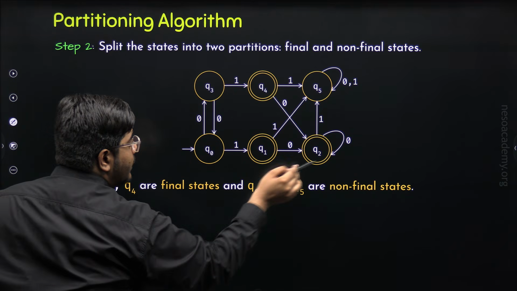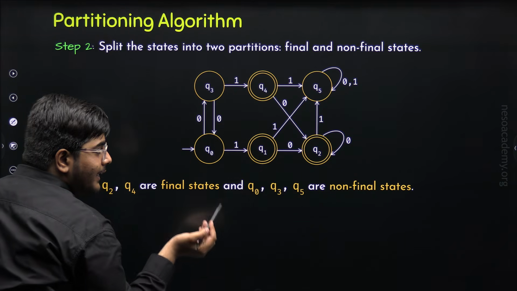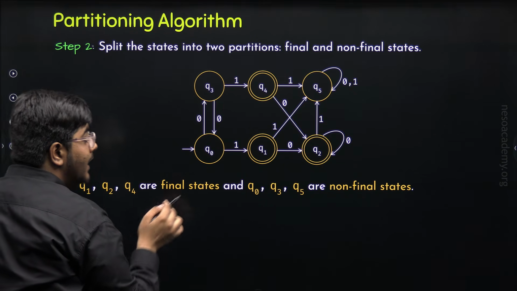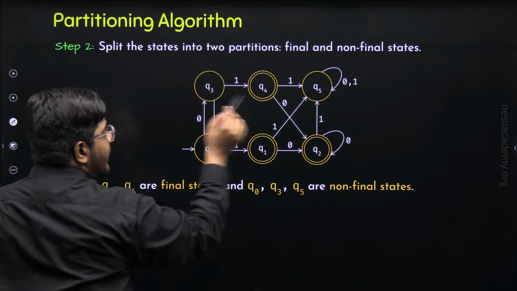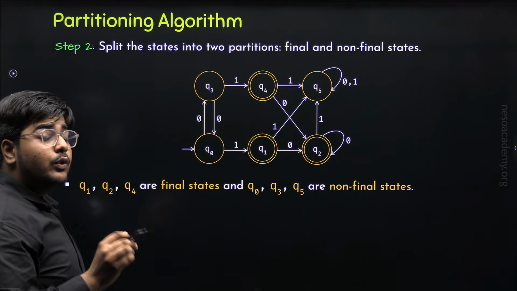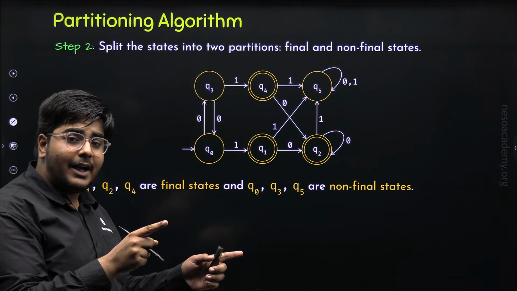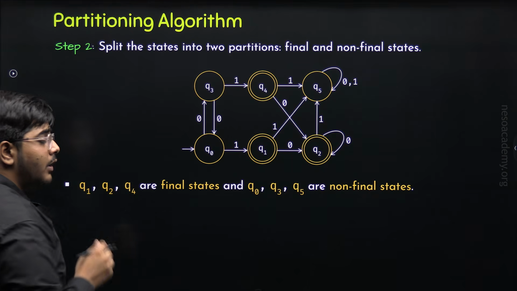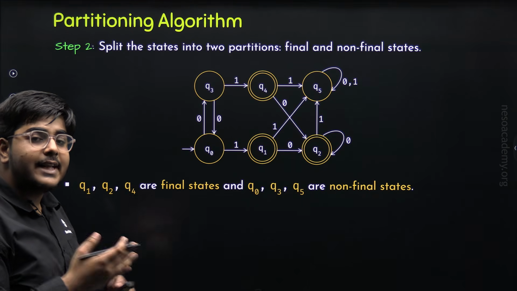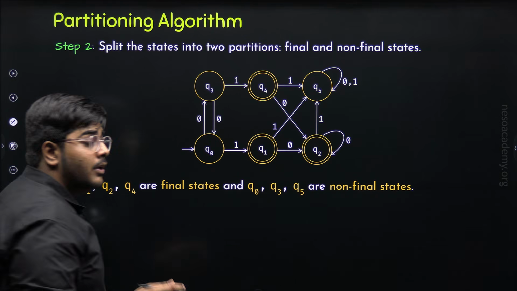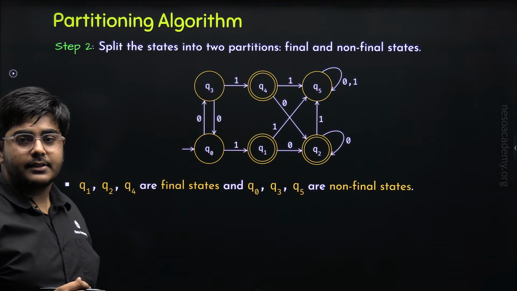You can see Q1, Q2 and Q4 are the final states because they have been represented using the double circles. And Q0, Q3 and Q5 are the non-final states. So we need to create two partitions. The first partition will contain the states Q1, Q2 and Q4, which are final states, and the second partition will contain the states Q0, Q3 and Q5 because these are non-final states.